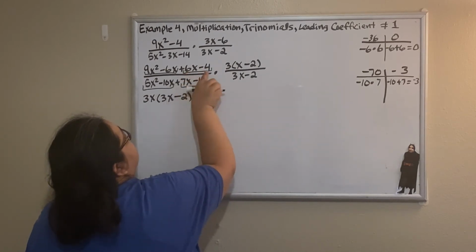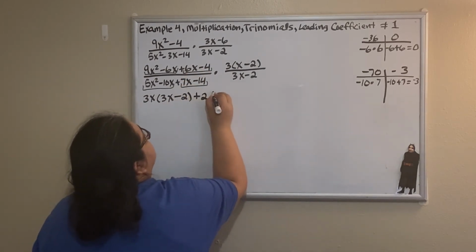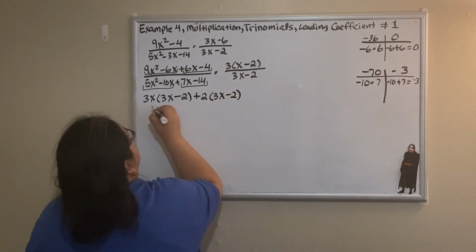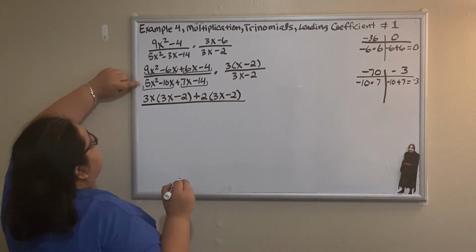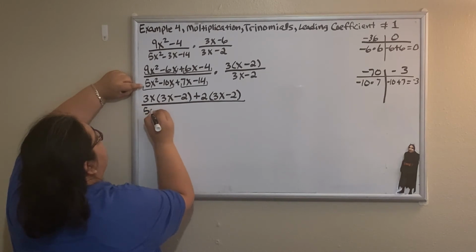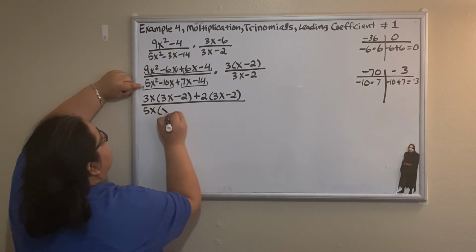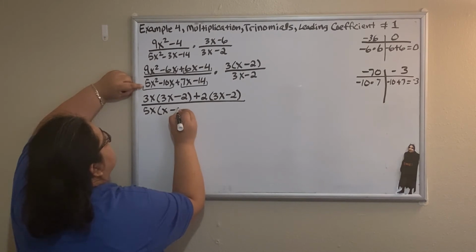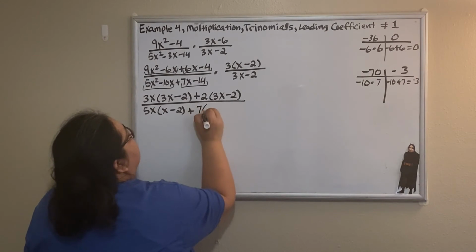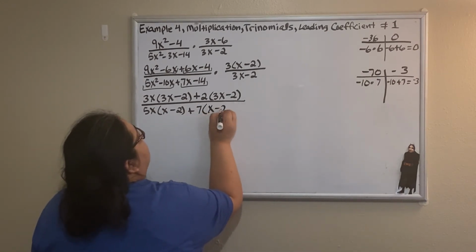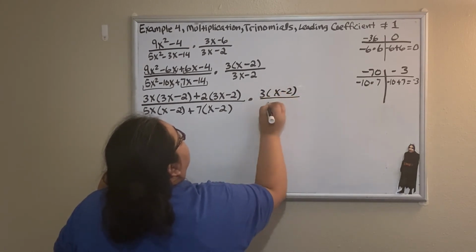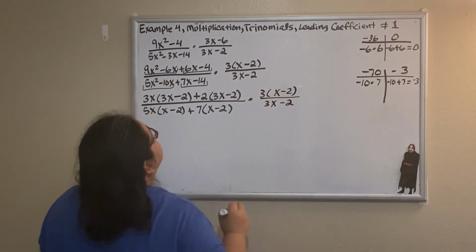Plus, over here, 6x minus 4, I can factor out a 2, and that's going to leave me with 3x minus 2 over, in the next group, 5x squared minus 10x, I can factor out a 5 and an x. That's going to leave me with x minus 2 plus 7x minus 14, I can factor out a 7, and that's going to leave me with x minus 2, times 3 parentheses x minus 2 over 3x minus 2.